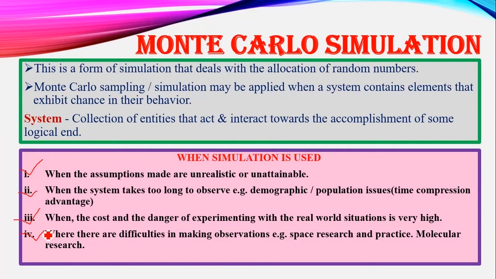4, where there are difficulties in making observations. For example, if you're studying molecules of water in the ocean, you may not be able to study each and every molecule in that particular ocean, but instead you can have a portion that will represent the entire ocean, and that portion that you're picking is a prototype. You're picking a small space that can represent the entire population. So basically these are some of the reasons or the areas and reasons why simulation may be of importance, or where simulation can actually be applied.